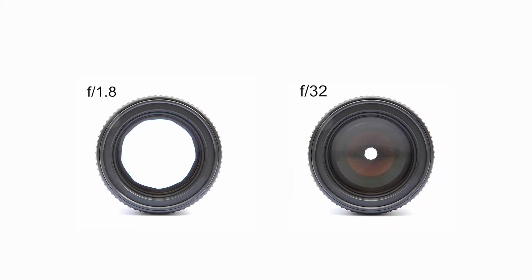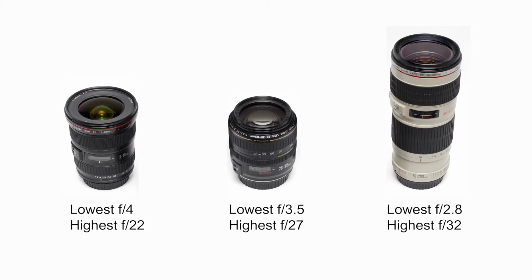Different lenses have different maximum and minimum apertures. A maximum aperture of f1.8 is wide and lets a lot of light in, while a minimum aperture of f32 is narrow and lets very little light in. Each lens has its own limitations in terms of f-stops. In other words, not all lenses will allow you to go as low as f1.8 or as high as f32.